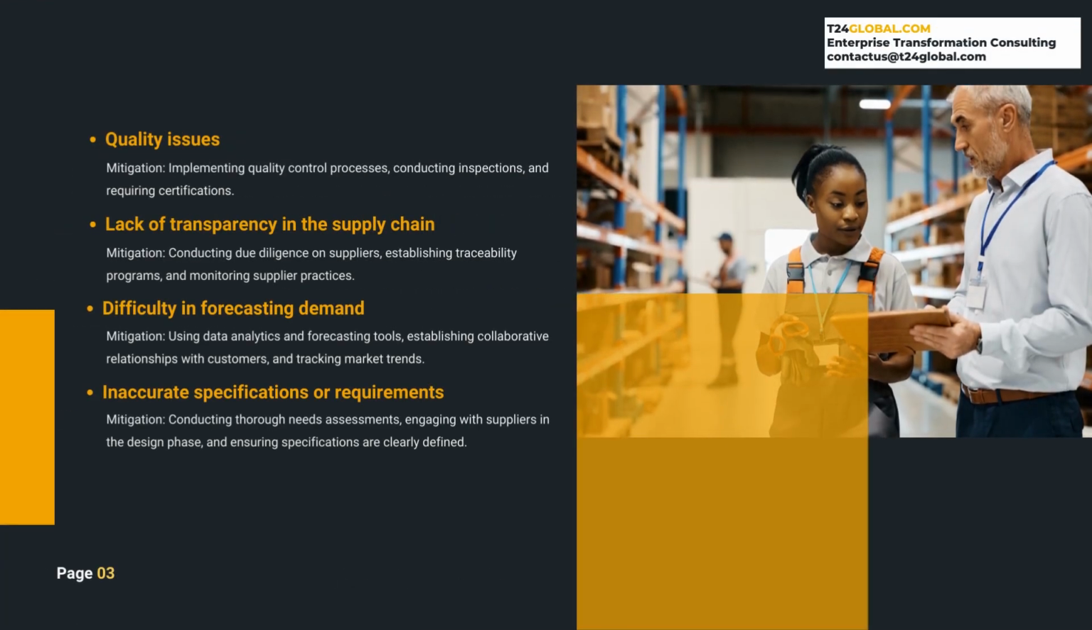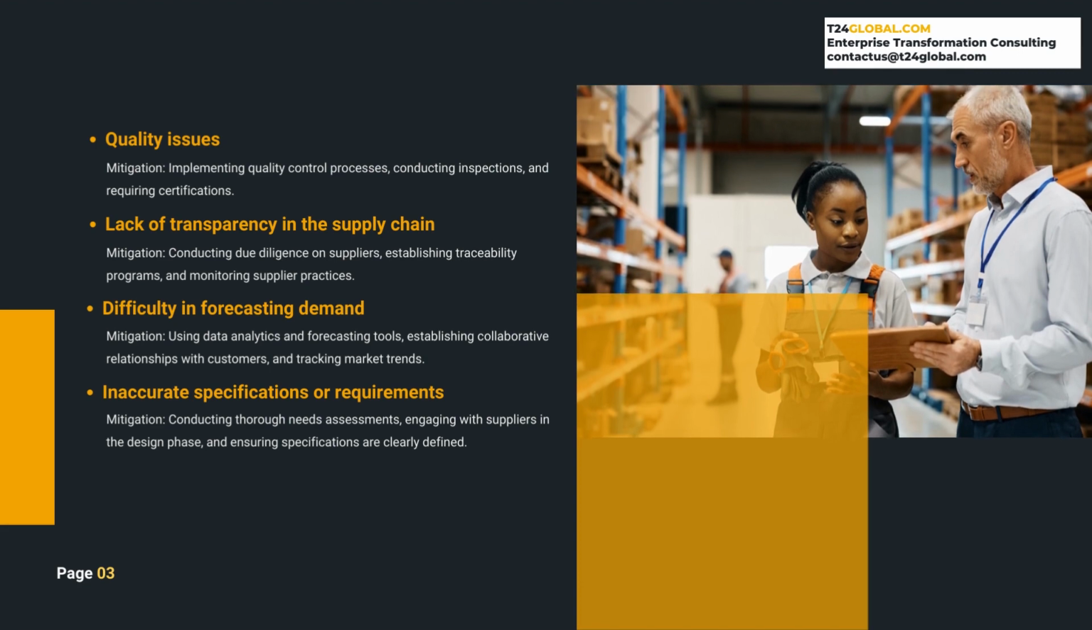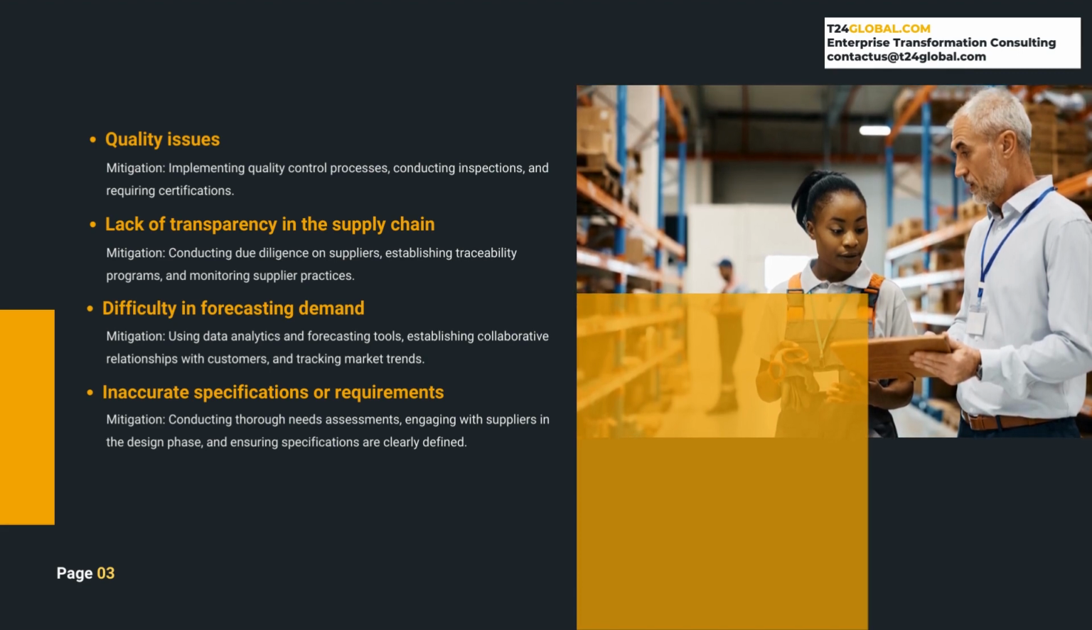5. Quality issues. Ensuring the quality of materials procured is important to avoid production delays, product recalls, and customer complaints. To mitigate quality risks, organizations need to implement quality control processes, conduct inspections, and require certifications. This can involve setting up quality assurance programs and conducting regular audits of suppliers.